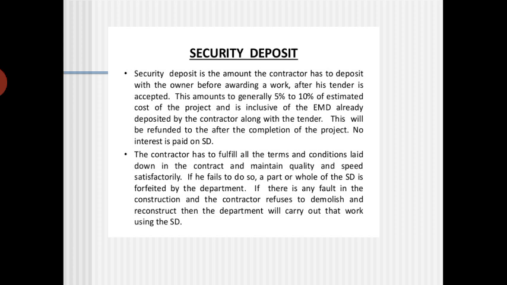And the security deposit is when the tender is awarded, so then some 5 to 10% of the estimated cost of the project will be kept as a security deposit for successful implementation of the project. Suppose the contractor is unable to complete or furnish that project successfully, then they will take that security deposit and complete that project. Of course, while taking this security deposit, the quantity as well as the quality has to be maintained properly.